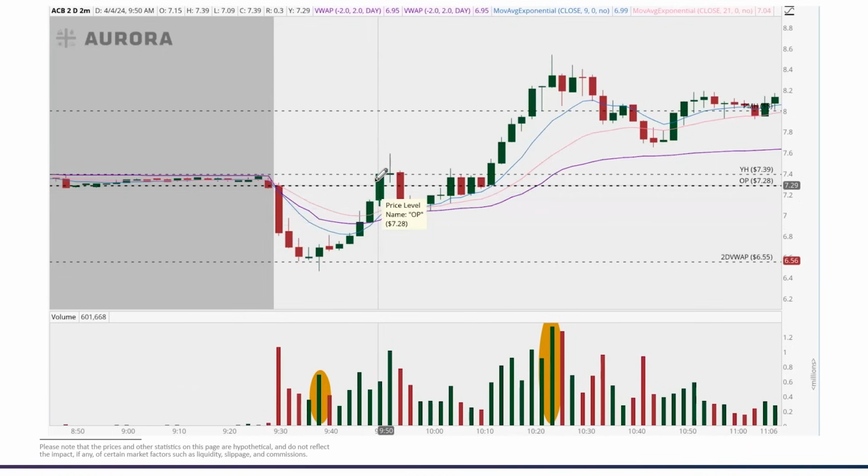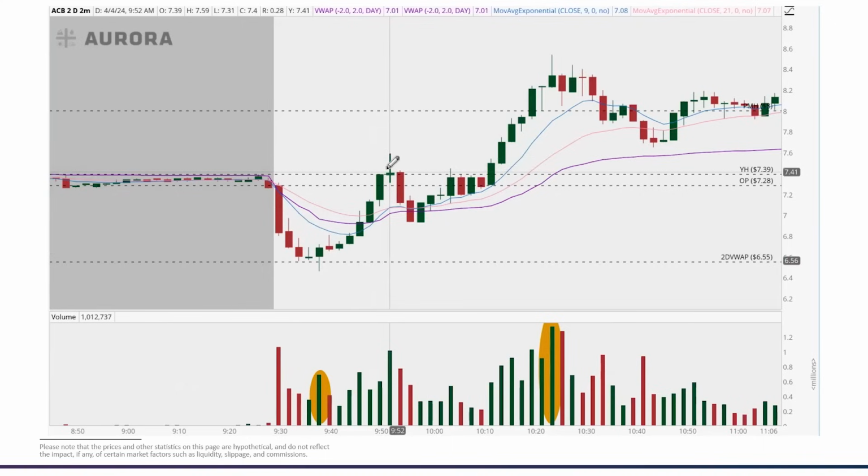So we have the stock going green on the day. And it also breaks above the previous day's high here that you see at $7.39. We start to blow off on pretty high volume. We now have the second highest volume bar of the morning into that move. And we form this little wick here. And I start to take profits on the position.